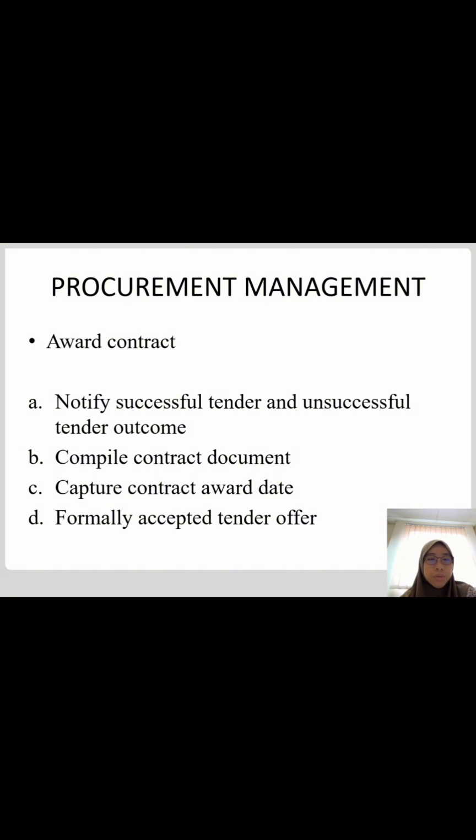In award contract, what we need to do is first to notify successful tender and unsuccessful tender outcome. Second, to compile contract document. Third, to capture contract award date. And fourth is formally accepted tender offer.